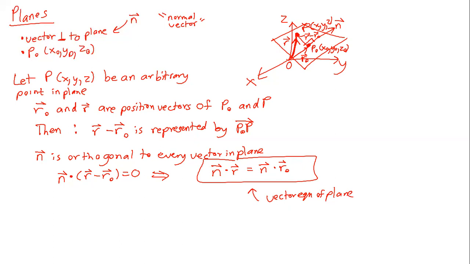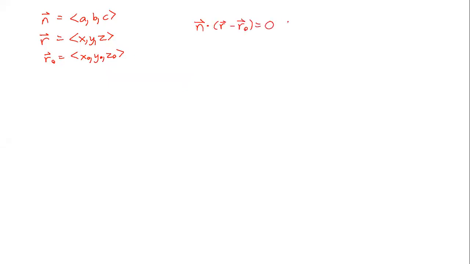And so we can also get a scalar equation of the plane. To do this, we would actually take the dot product that we have right here. So we would say, okay, let's call this normal vector ABC. And then we're going to call R equal to X, Y, and Z, and R0 equal to X0, Y0, and Z0. And then n dot R minus R0 is equal to 0. So this was our vector equation for our plane.